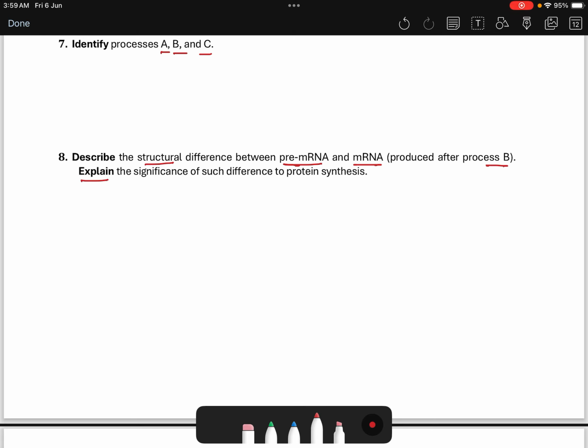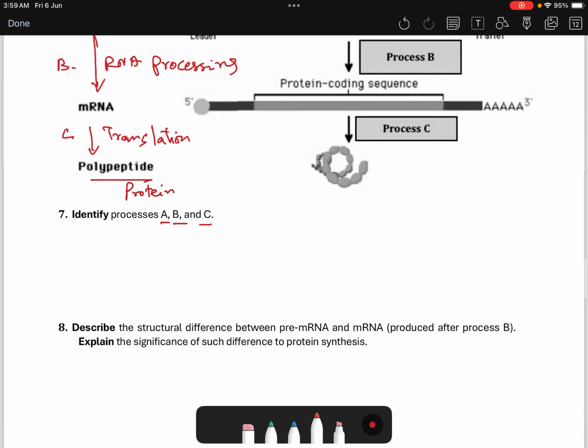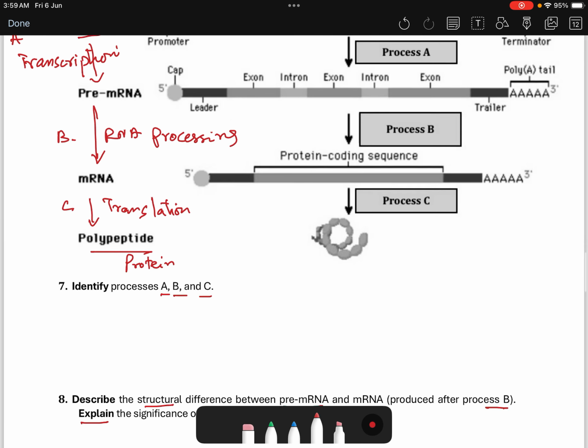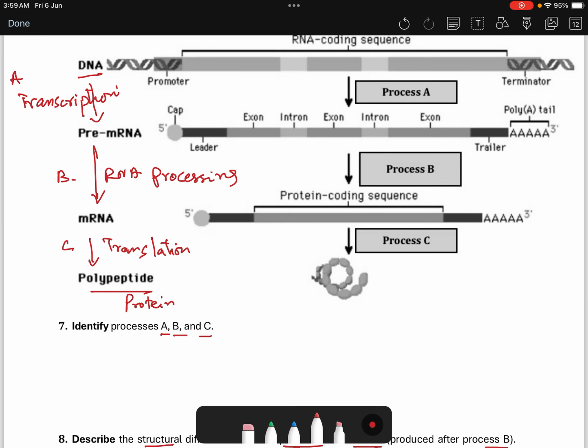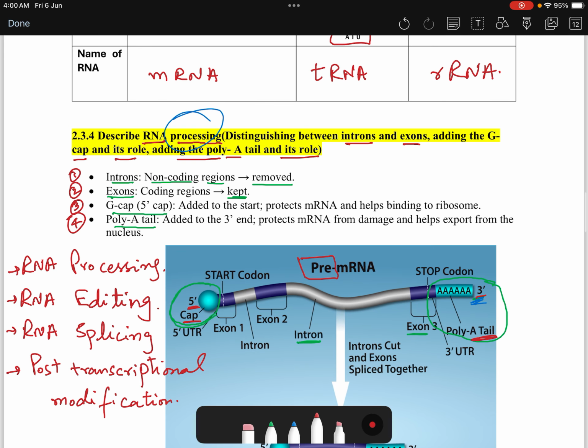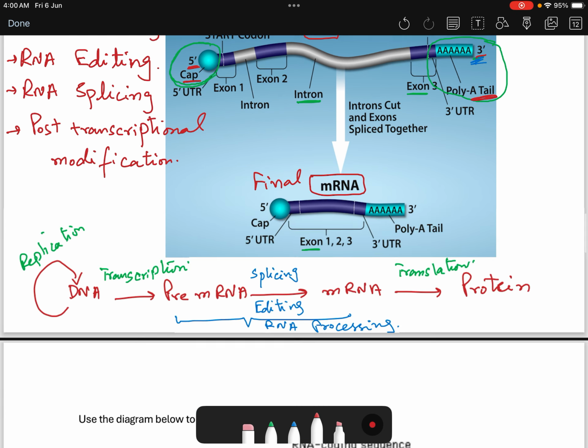Explain the significance of the difference to protein synthesis. Okay, so first of all, we need to know the changes that happened. Number 1, poly A tail is added and G cap is added. And in addition to that, you see the introns over here, but no more introns down. So introns removed and exons are kept. So it means that these 4 processes, 4 additions you can write down here.